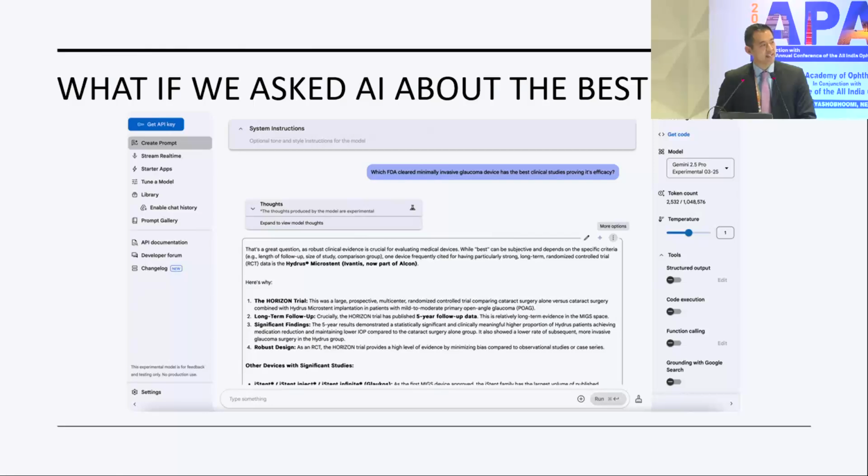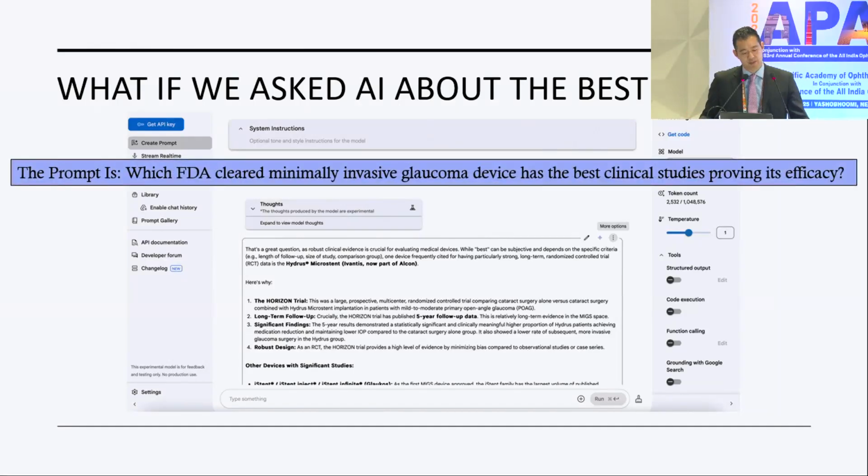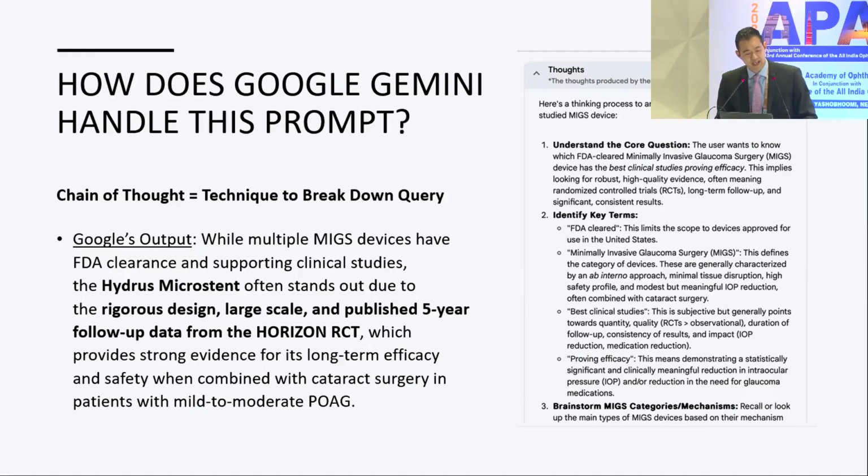So let's say we look at Google Gemini, we have the Google Studio here, and you want to ask, what is the best MIGS? So this is a real prompt. I put the prompt in: which FDA-cleared minimally invasive glaucoma device has the best clinical studies proving its efficacy? And you see it produce this conclusion here.